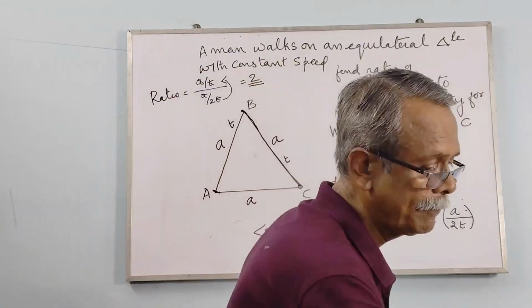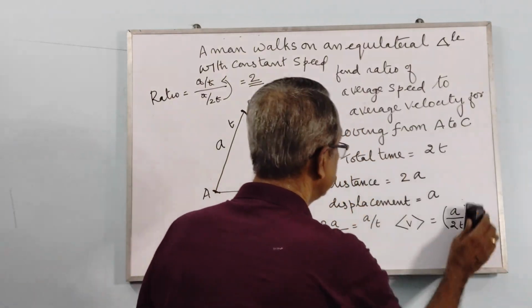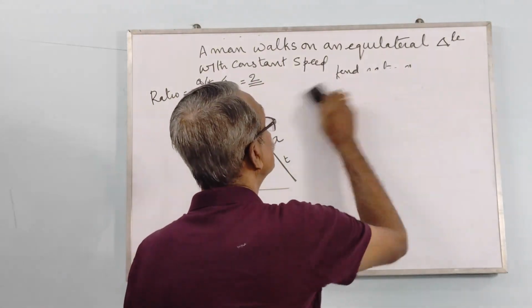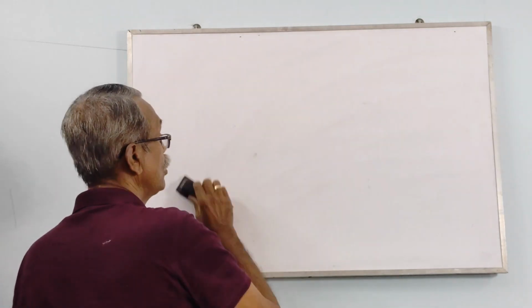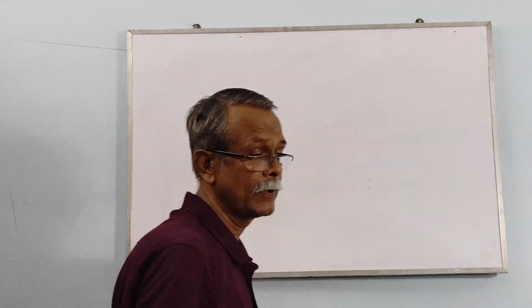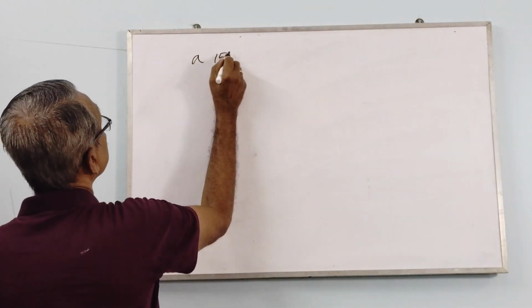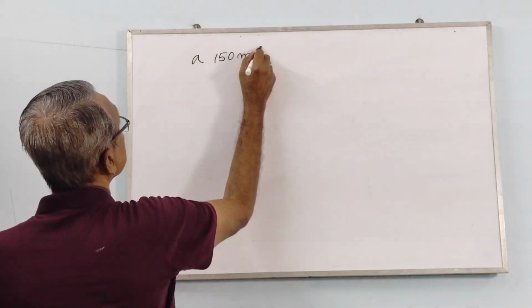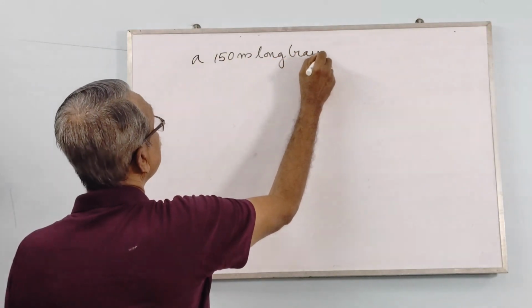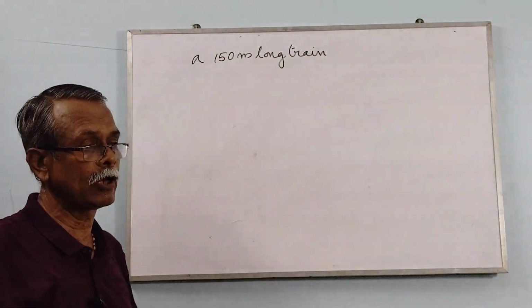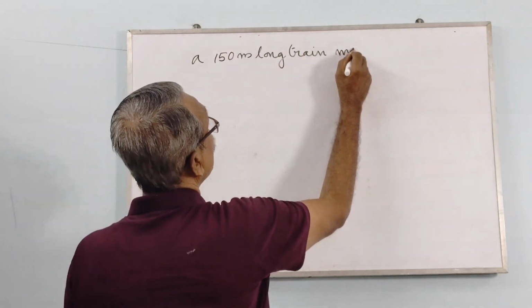The last question is something which is not very much related to speed, but I introduced it to make you understand one idea. A 150-meter long train, the length of the train is 150 meter, moving with a speed of 45 km per hour.